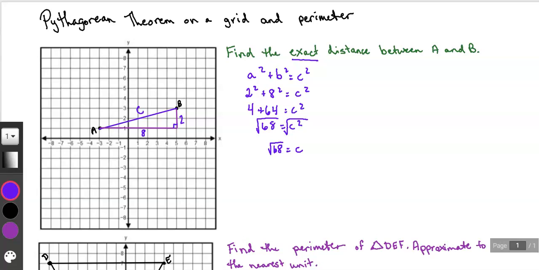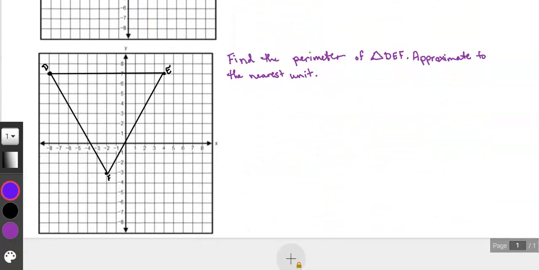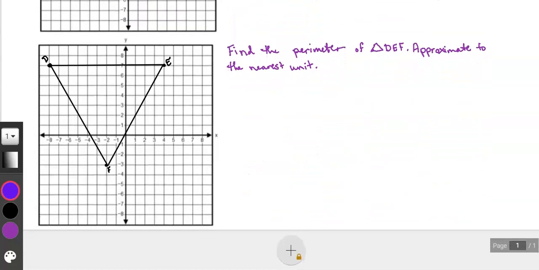All right. So the other thing that they could ask you to do is to find the perimeter. So if I was asked to find the perimeter of this triangle DEF, I would count any side lengths that I could. For example, the side length between D and E, I can count that. This distance is 12 boxes long. Now the problem is the other two sides, from D to F and then F to E, I can't count those because they don't go along the boxes. They go through the boxes.